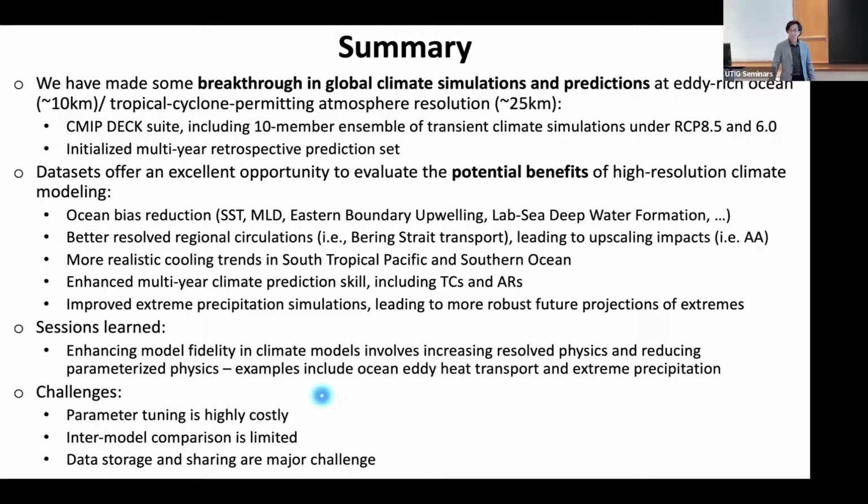And the other one is that the intermodel comparison is going to be a major challenge. Right now, we're the only group, as I mentioned, doing this kind of experiment. So we'll basically rely on one model to tell us what is wrong, what is right. And the hope is that we're going to get more models in the future so we can do a model intercomparison. And last but not least is the data storage and sharing, which is a major challenge. I mentioned that we generated about 5 petabytes of data sets already, and we're probably going to generate more. So how to share and how to make the community use this model is a challenge. So I stop here. Thank you very much.